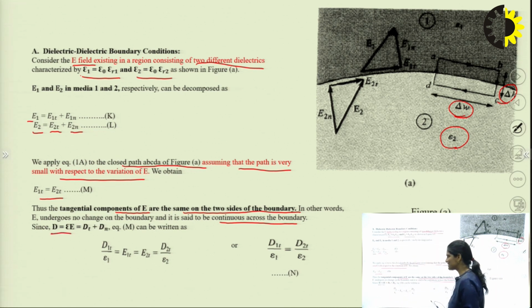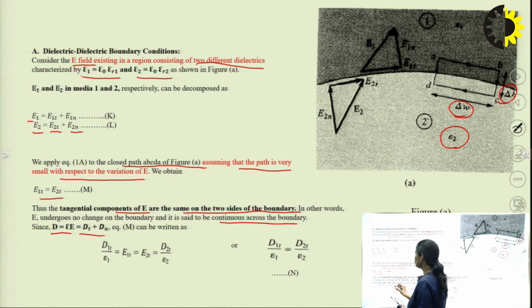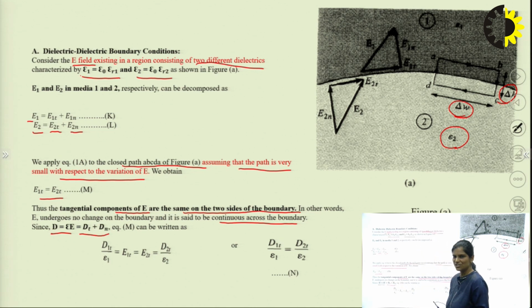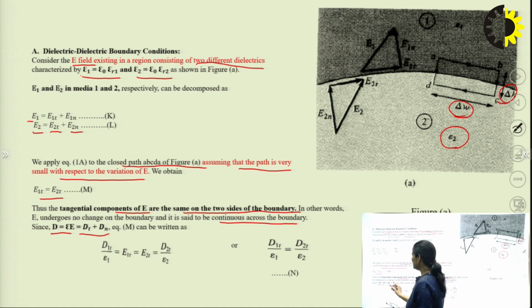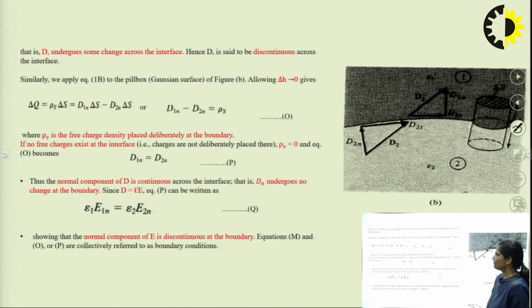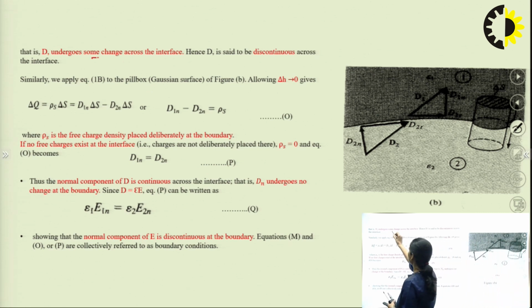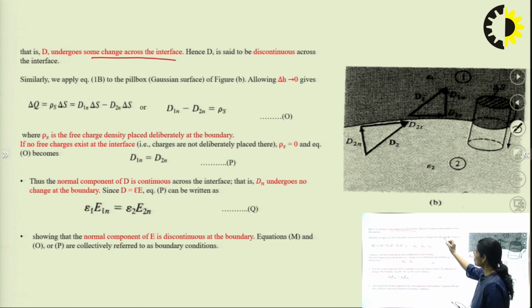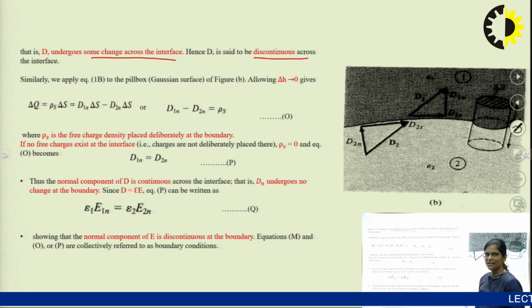Now D is equal to epsilon E, and decomposing into tangential and normal components, D equals Dt plus Dn. You can write D1t upon epsilon 1 equal to E1t. Since E1t and E2t are equal, D1t upon epsilon 1 is equal to D2t upon epsilon 2. So Dt undergoes some change across the interface, and D is called discontinuous across the interface.